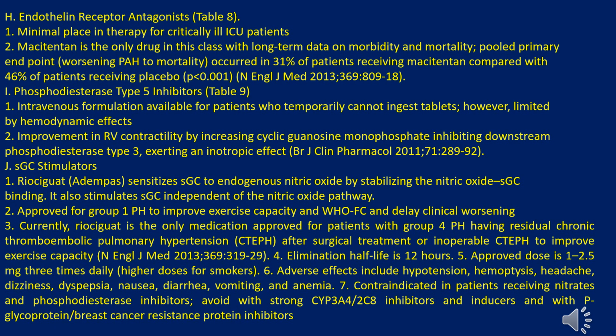3. Currently, riociguat is the only medication approved for patients with Group 4 PH having residual chronic thromboembolic pulmonary hypertension (CTEPH) after surgical treatment or inoperable CTEPH to improve exercise capacity, published in NEJM in 2013. 4. Elimination half-life is 12 hours. 5. The approved dose is 1 to 2.5 mg 3 times daily, higher doses for smokers.